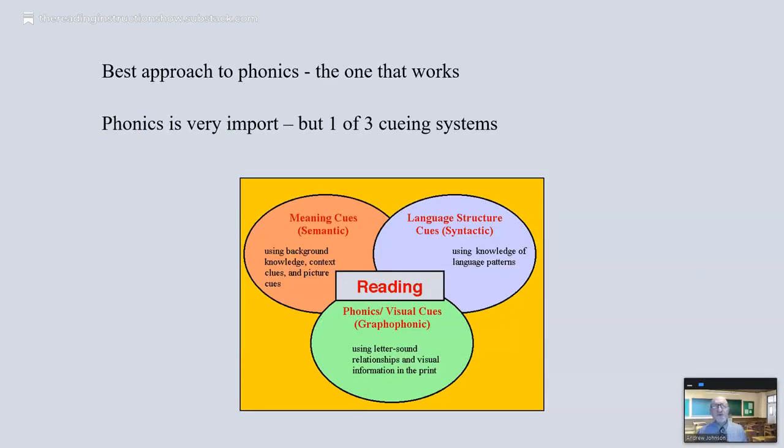You should use all 3. What's the best approach? Well, it's the one that works, but you should include all 3 of these approaches to phonics. And eventually, some students need more of one thing and less of the other. Others need more of the other and less of the one. So you need to watch your students to see what they need and are responding to. Now, phonics is very important, but it is only one of the 3 cueing systems. We don't want to focus on this and let these 2 systems atrophy.